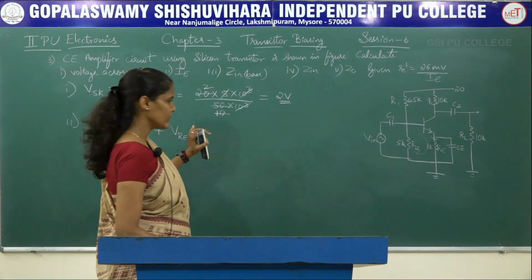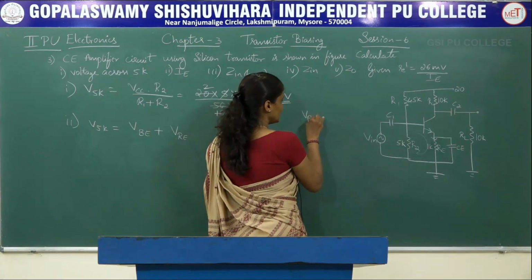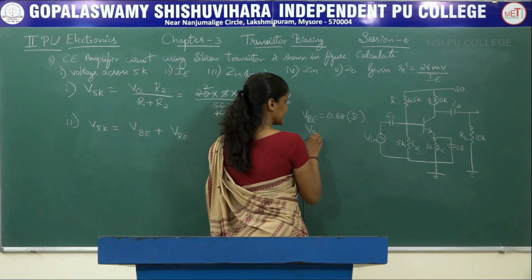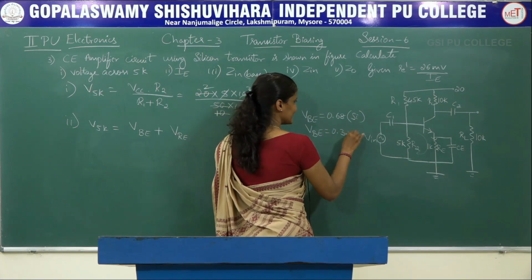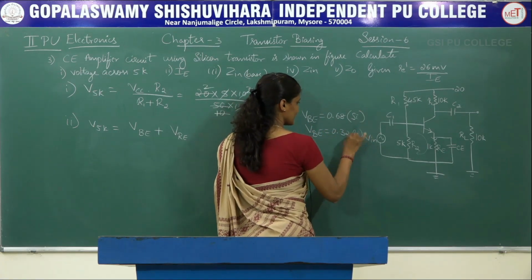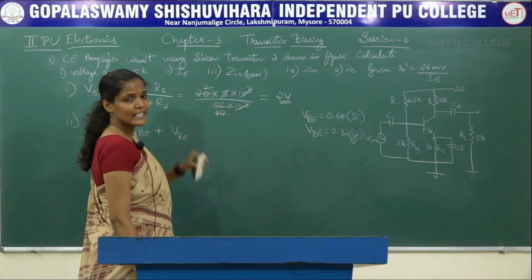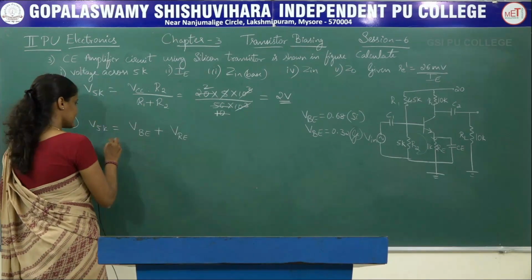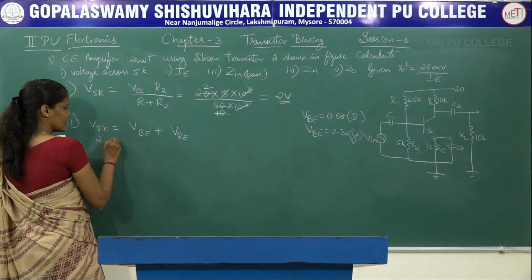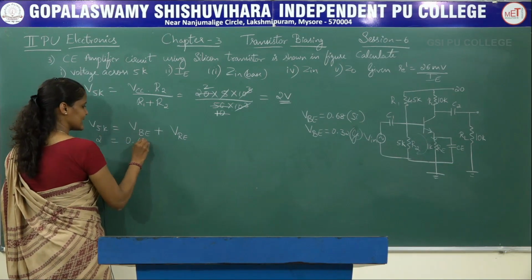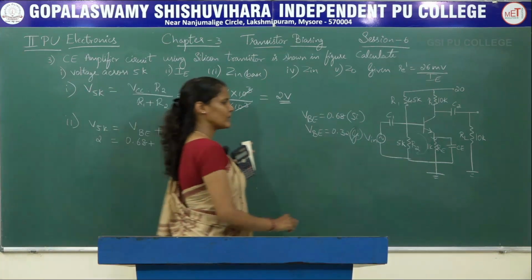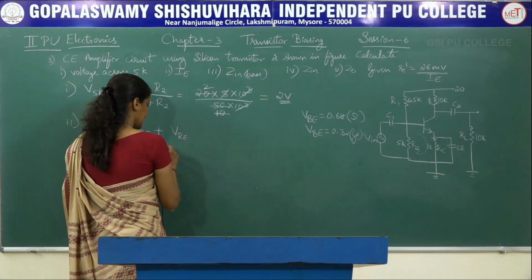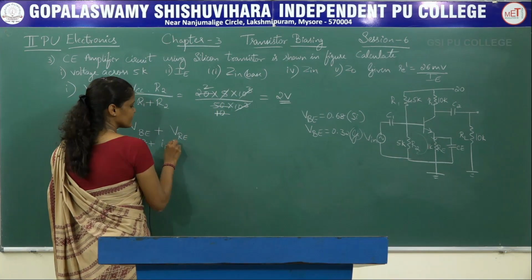This VBE value is not given over here. So the VBE value will be equal to 0.68 for silicon, and the same VBE value will be equal to 0.32 for a germanium transistor. But in this particular problem, a silicon transistor is given, so the VBE value is equal to 0.68. Substitute that value. V5K is equal to 2, VBE is 0.68 plus VRE, which is nothing but the product of current and the resistance of that resistor, that is IE into RE.